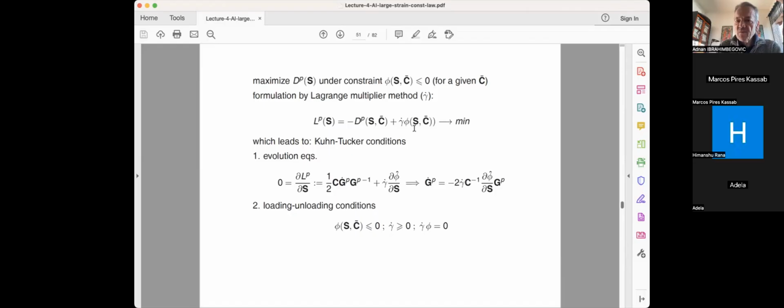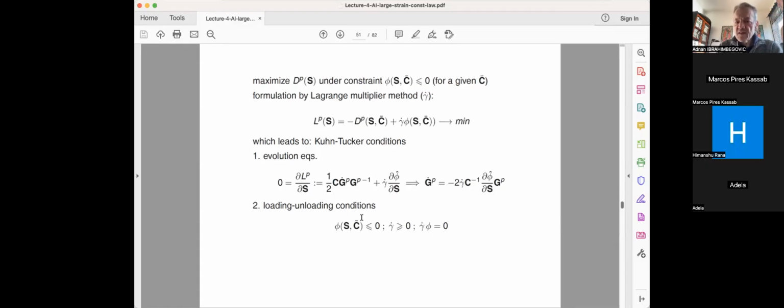And that has to be done only for the admissible values of the stress, which is defined by the corresponding plasticity criterion, phi of S and C metric, multiplied here by the corresponding plastic multiplier, where you actually turn this into unconstrained minimization for any value of stress. So the evolution equation can be obtained simply by computing the partial derivative of this plastic Lagrangian to get this contribution of 1/2 C GP dot GP minus 1 plus gamma dot d phi dS, from which you conclude that GP dot is equal to 2 times gamma dot C minus 1 derivative of phi with respect to S times GP. And then this is accompanied with the corresponding loading unloading condition.